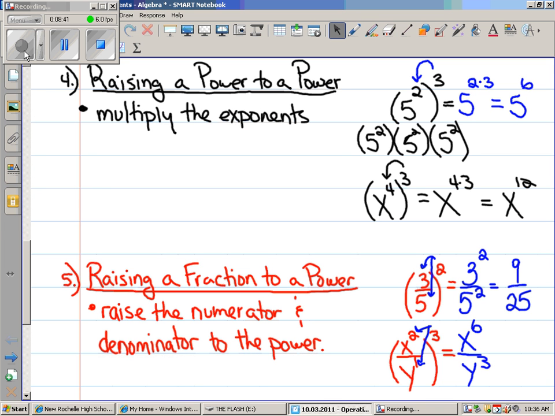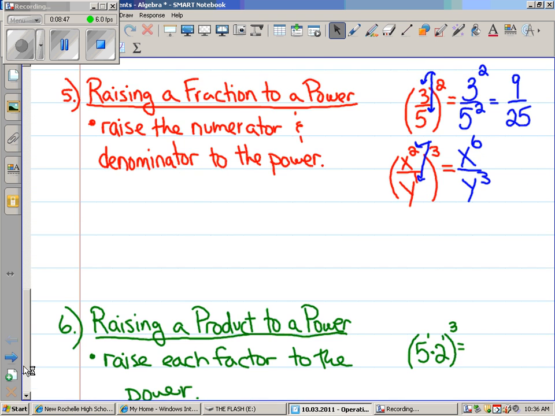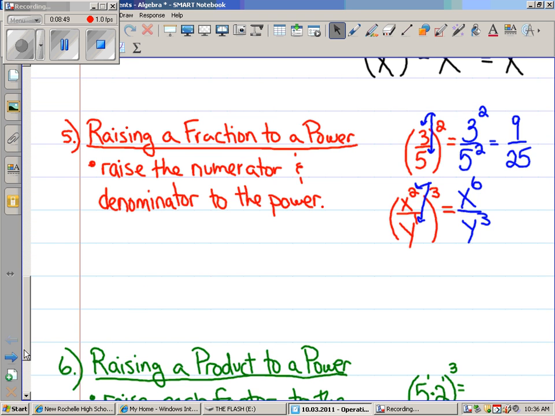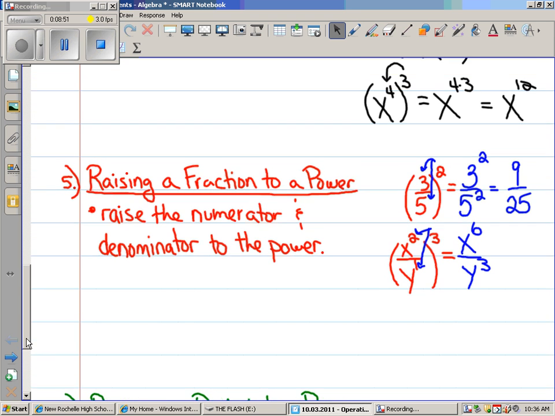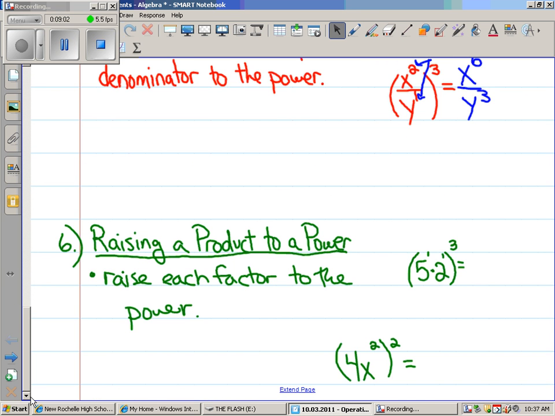And finally, we have one more. Are people still writing things down? It's raised to the 3rd power, so it's 3 times 1, which is 3. And then finally we have this last one down over here, raising a product to a power.